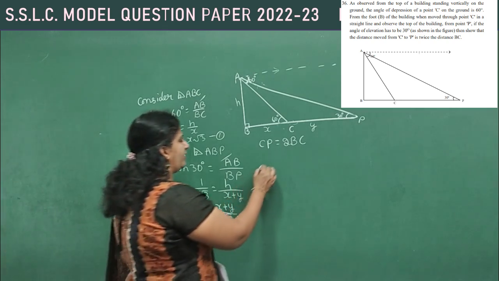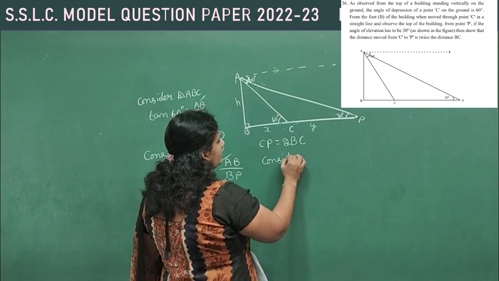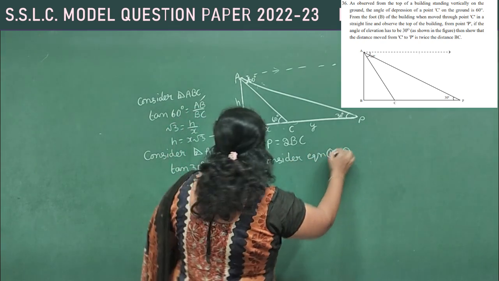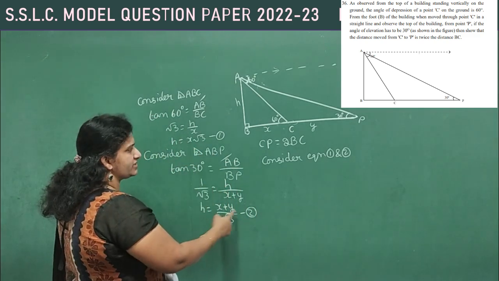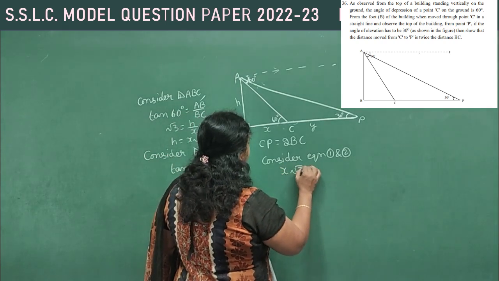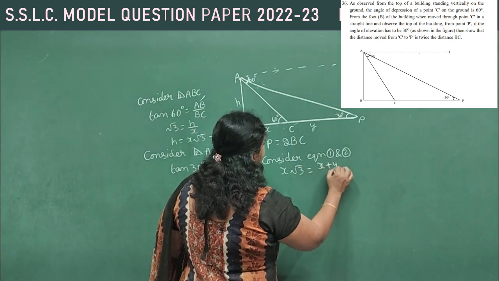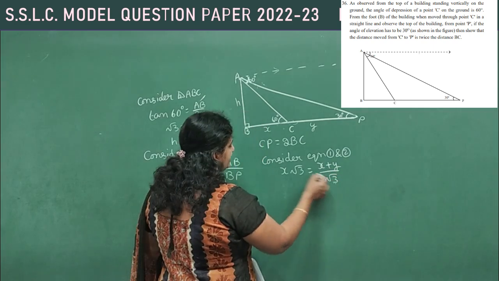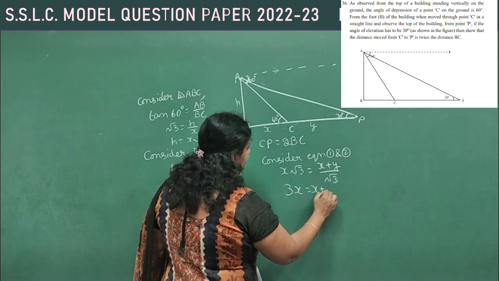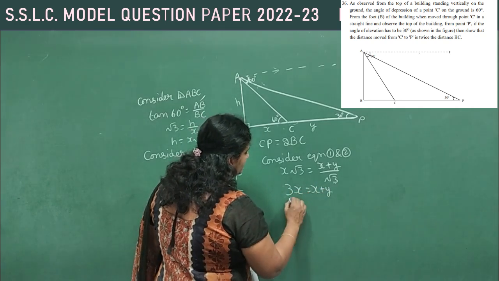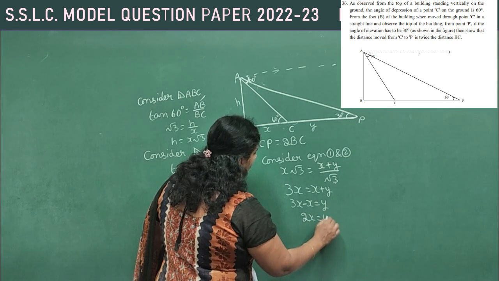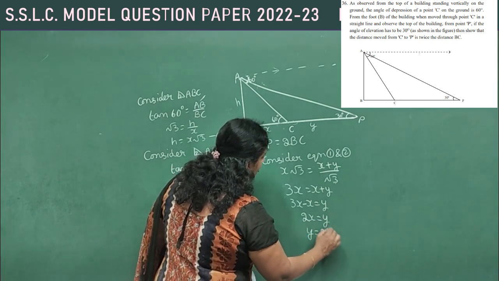Now consider equations 1 and 2. You can equate h is equal to x root 3, h is equal to x plus y by root 3. Then you can equate directly these two. x root 3 is equal to x plus y by root 3. Send this root 3 here. Root 3 into root 3 will be 3, so 3x is equal to x plus y. Transpose x: 3x minus x is equal to y. 2x is equal to y, or you can rewrite it as y is equal to 2x.